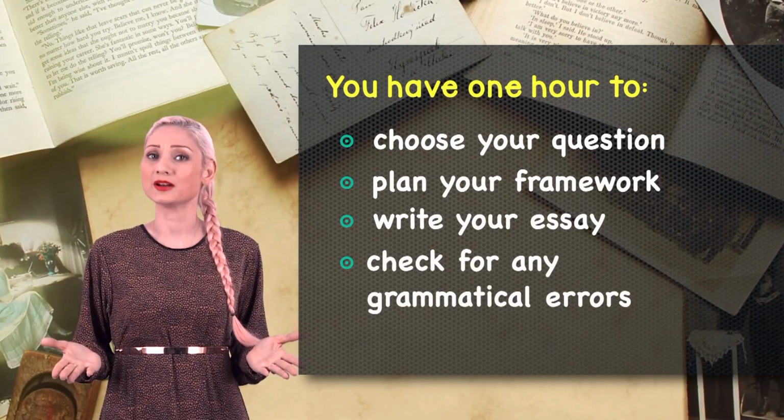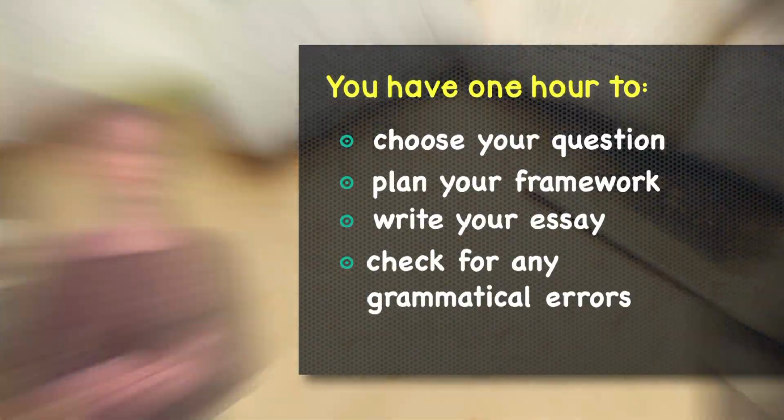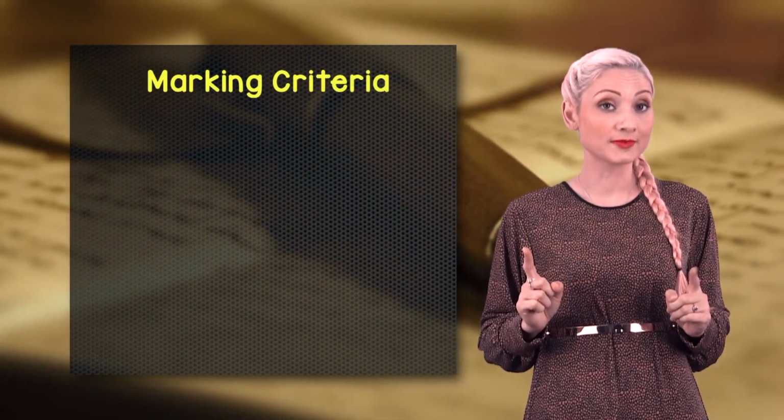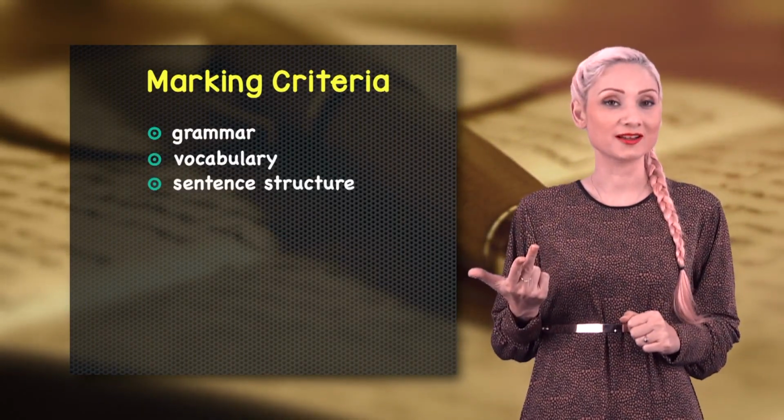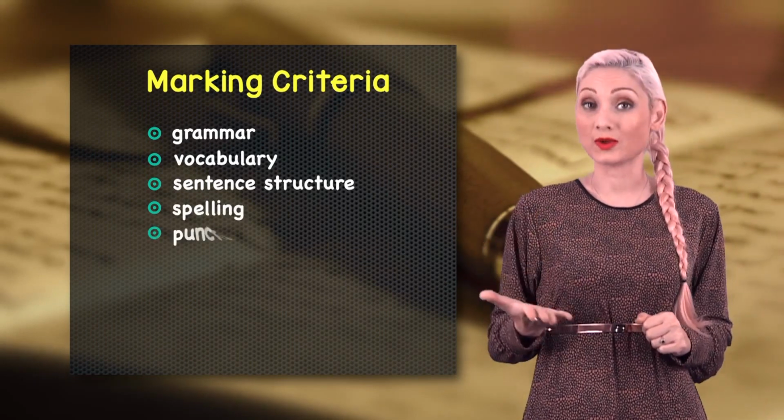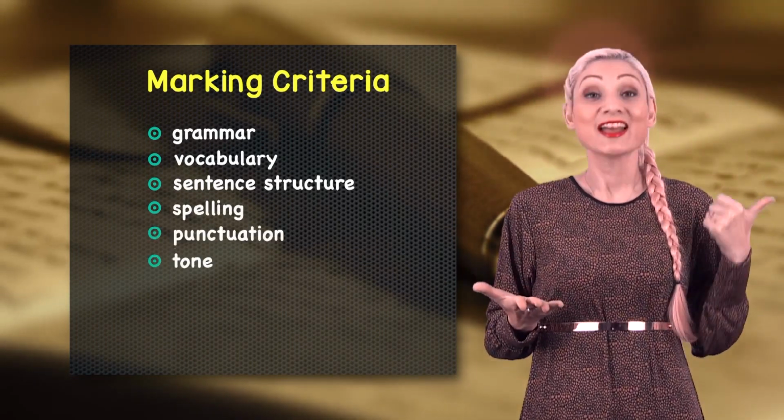So how does the examiner mark your essay? Normally, the examiner will mark your essay based on impression. This means there is no fixed formula. However, they will evaluate your essay based on several criteria, which are grammar, vocabulary, sentence structure, spelling, punctuation, tone, and style.